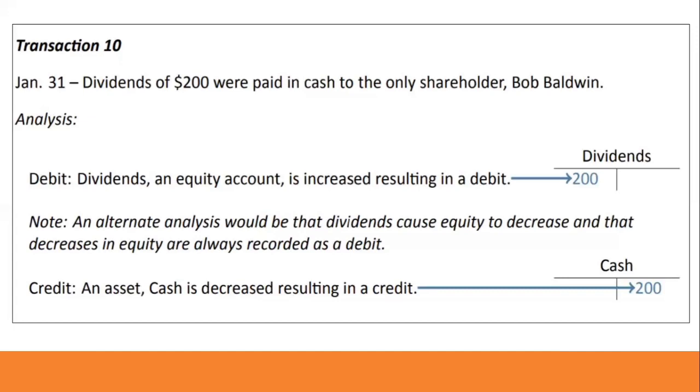Why decrease? Because we made a payment to our shareholder, Bob Baldwin. So there is $200 cash that left our company's pocket. Cash is an asset, and if we decrease our asset, we will record that under the credit side.